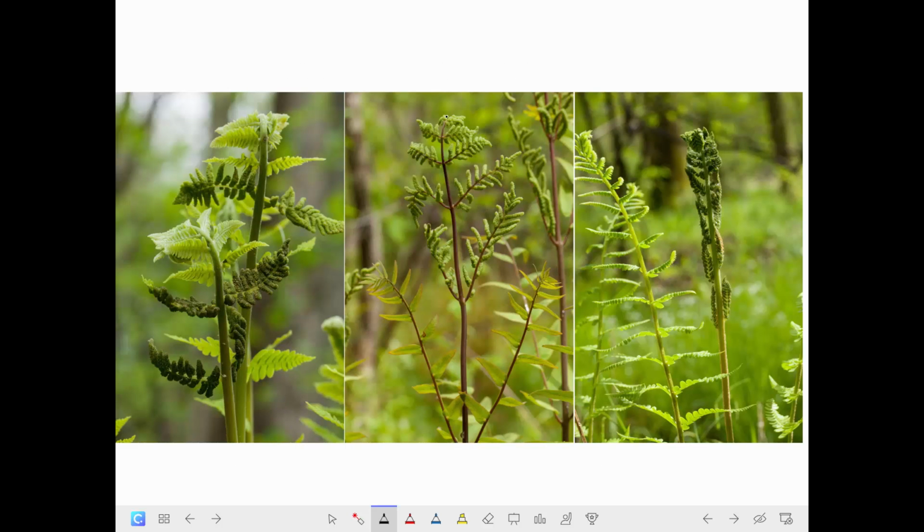So here's an example of three ferns that are actually closely related. The middle one and the left one are hemidimorphic with fertile leaflets, and the one on the right is holodimorphic with fertile and sterile fronds. By the way, the left is called interrupted fern, the middle is called royal fern, and the right is called cinnamon fern.